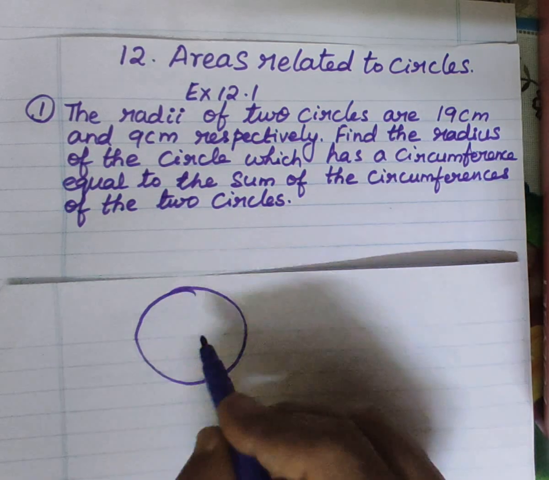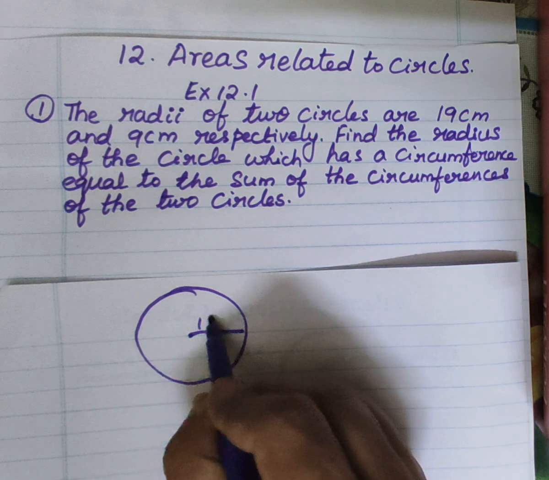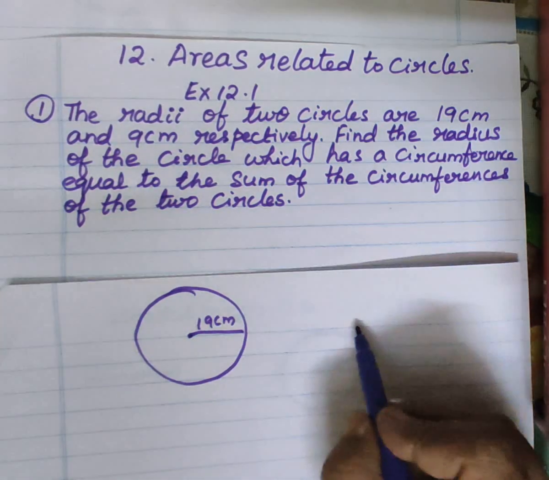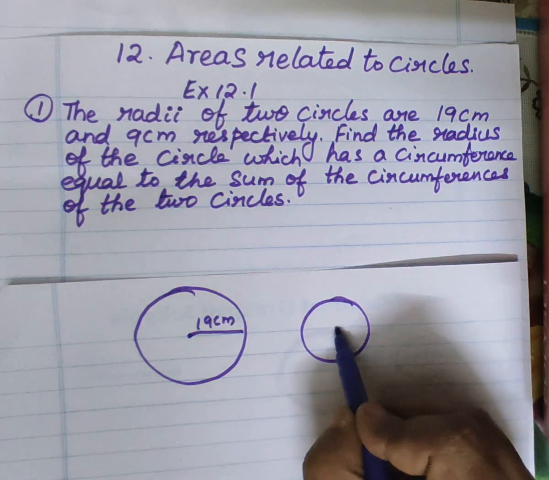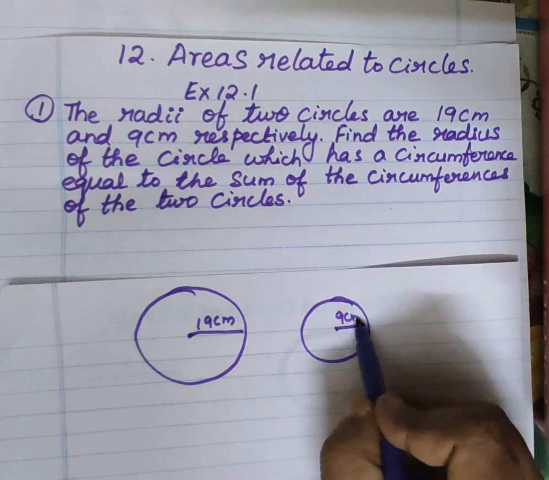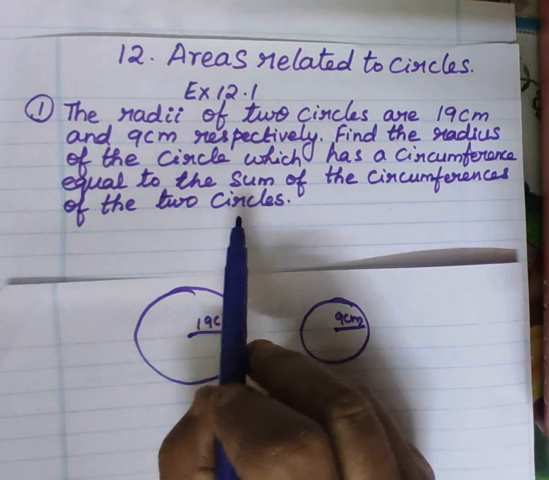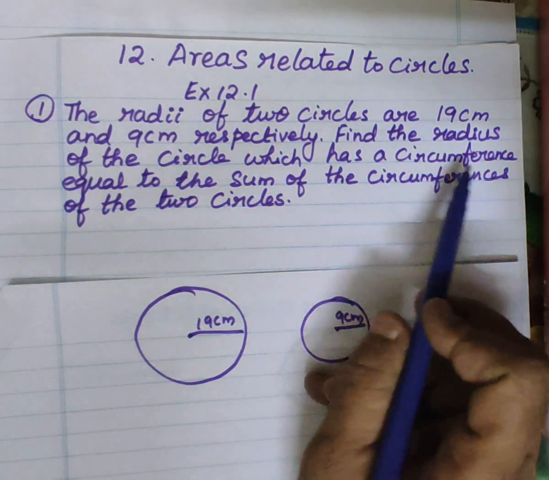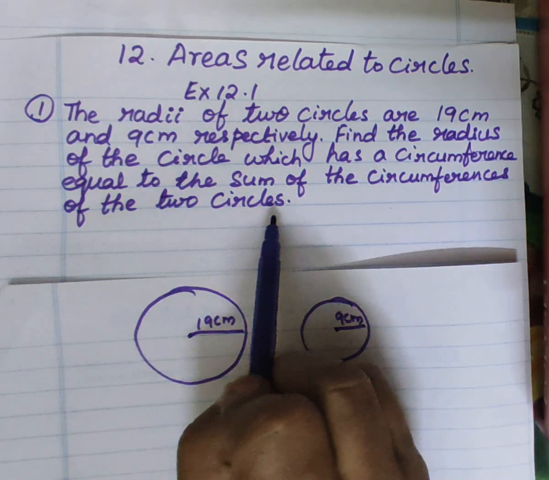So here we are given the radii of two circles. This is circle number 1 and the radius of this circle is given as 19 centimeters. And one more circle whose radius is 9 centimeters is given. And we are asked to find the radius of the circle which has a circumference equal to the sum of the circumferences of these two circles.